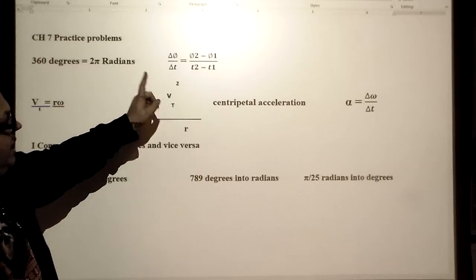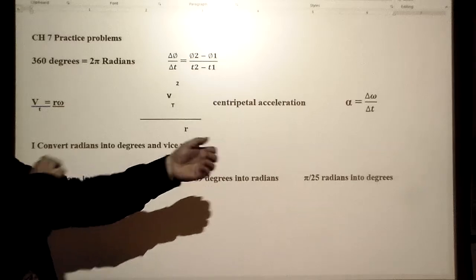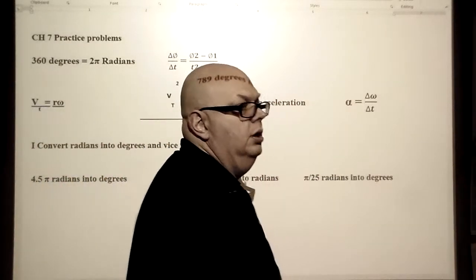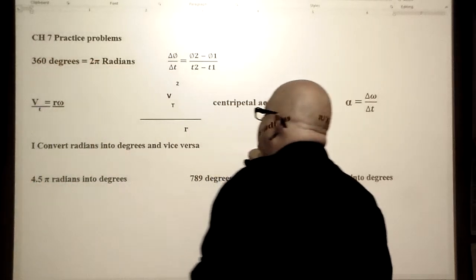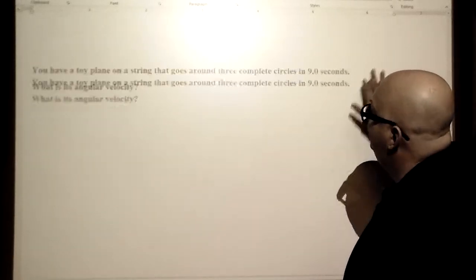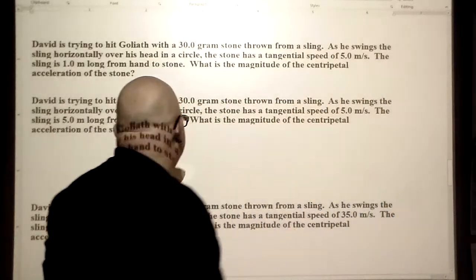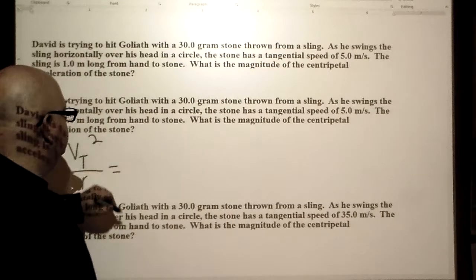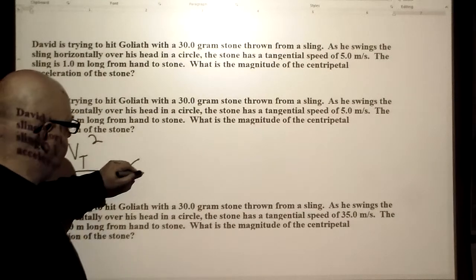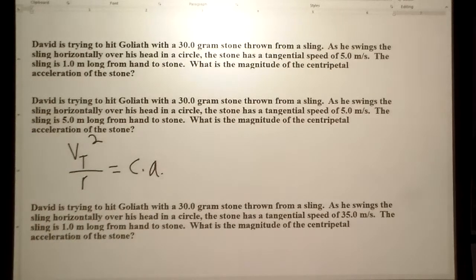So that's what we need, and R is short for our radius, from the hand to the stone, as you're slinging this around. So v_t squared divided by R. All right, so let's go ahead with it. Our basic formula is v_t squared divided by R, which is going to give us our centripetal acceleration.